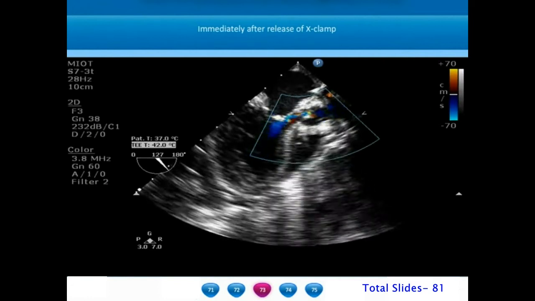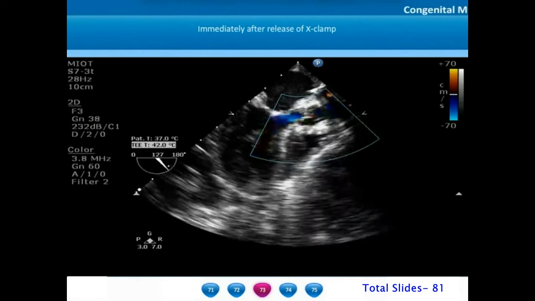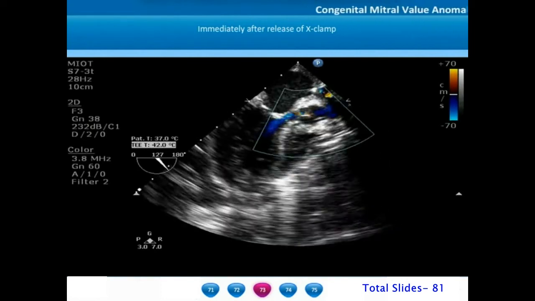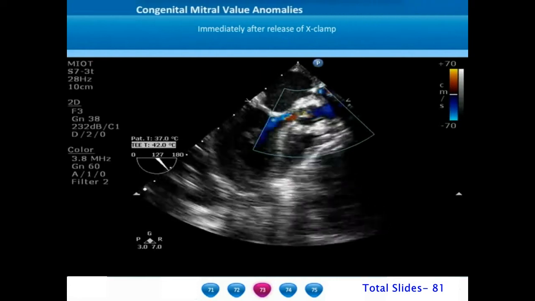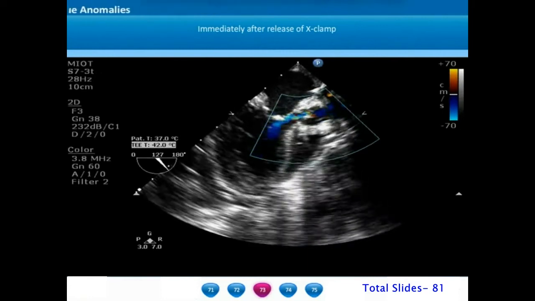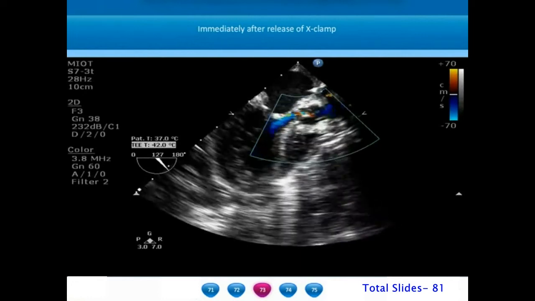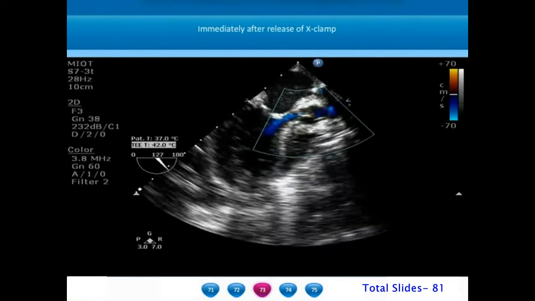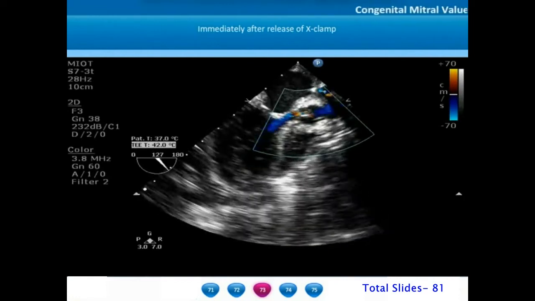After resection of the cleft chordae, which were causing the left ventricular outflow tract narrowing, immediately after release of the cross clamp, this picture shows a wide open left ventricular outflow tract. The narrow jet of aortic regurgitation is caused by continuation of the cardiopulmonary bypass with continued aortic flow through the aortic cannula.